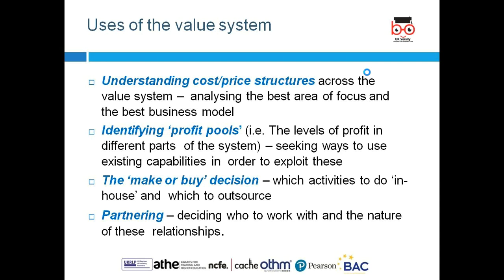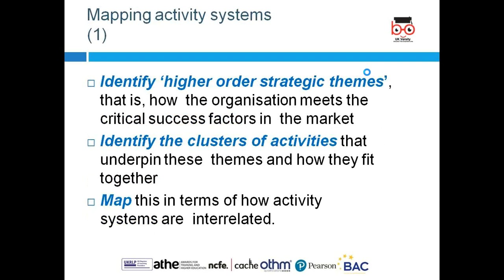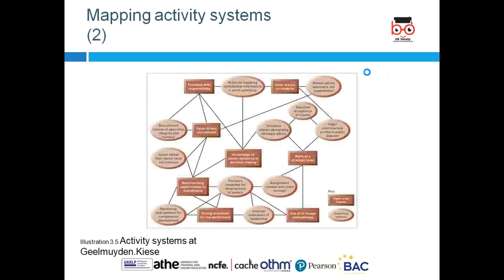Understand the cost and price structure across the value system, identify the profit pool, the level of profit, and make-or-buy decisions. Either you make it yourself or you buy from others, or partnering relationship value. So when mapping the activities, identify the higher-order strategic themes. We need to identify the cluster of activities that work as a part and interlink. If you don't do this, you can't do the others. If you don't serve customers well, you can't get future orders, customer satisfaction drops, ultimately your sales drop. Your sales drop leads to less profit, and that will lead to problems for the organization.